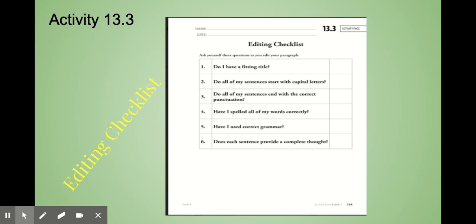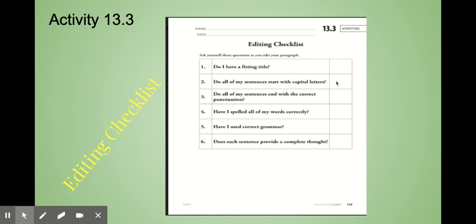Right, just like in the video, you are going to be using this editing checklist. So after you have completed your writing paragraph and you have finished your revising, we're going to check it for editing. So step 1 is, do I have a fitting title? Make sure you have decided on your title and it is a good title to fit what you're writing about.